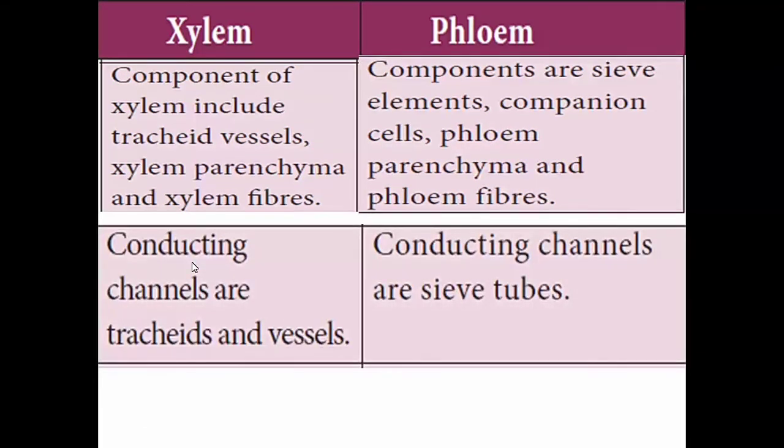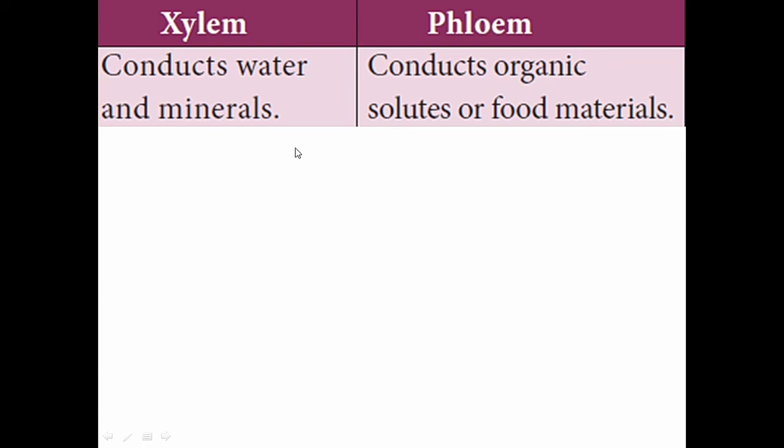Xylem conducts water through channels. They are tracheids and vessels. In phloem, the conducting channels are sieve tubes. Xylem transports water and minerals. Phloem conducts organic solutes or food material.